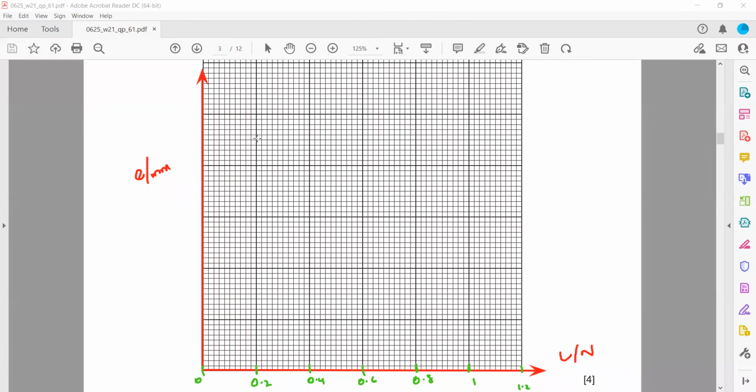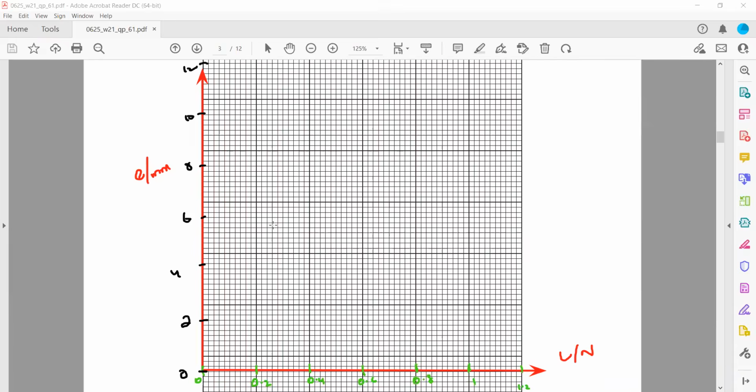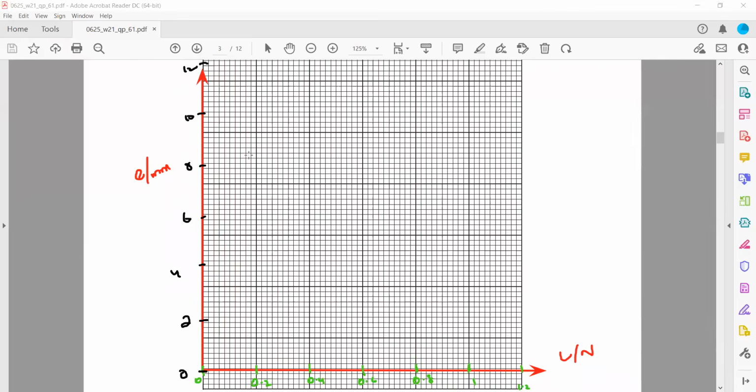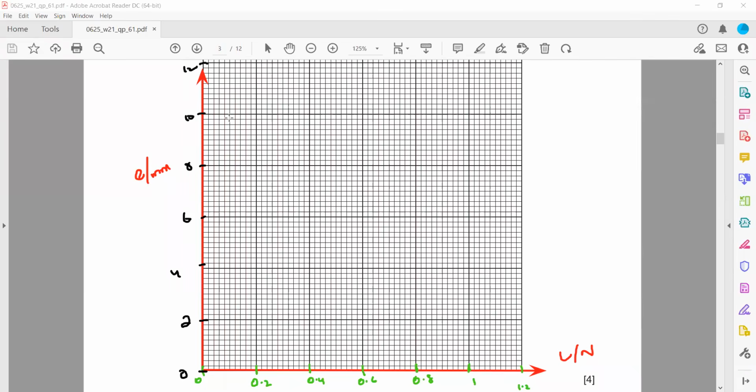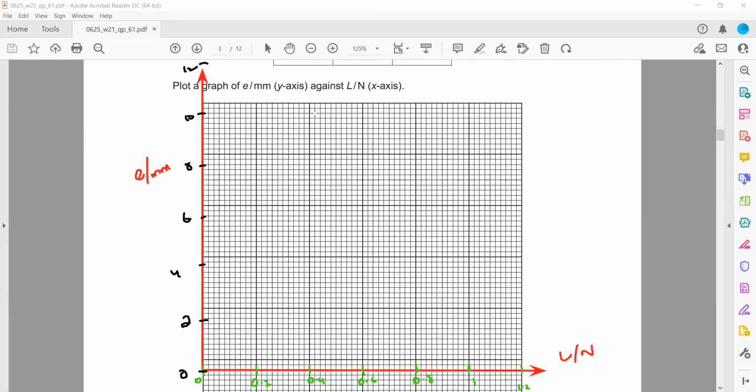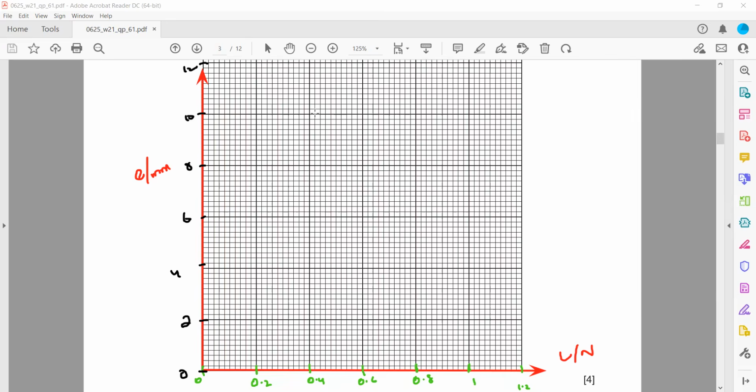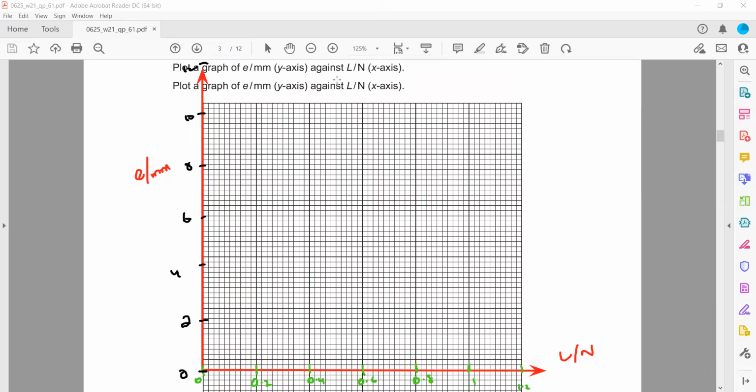So try to utilize more space, expand your scale for the axis. So 0, 2, 4, 6, 8, 10, 12, and the last point will be 14. Then we will plot, we'll use the values from the table.